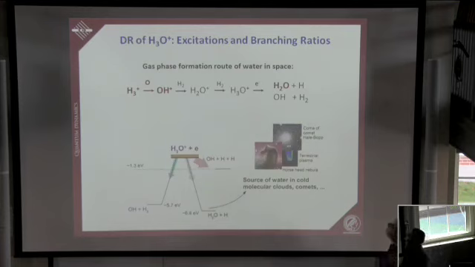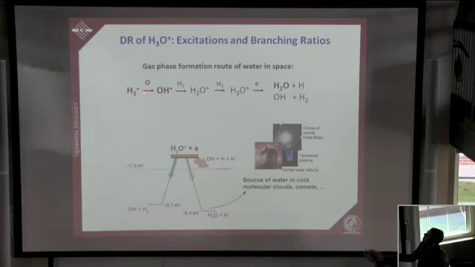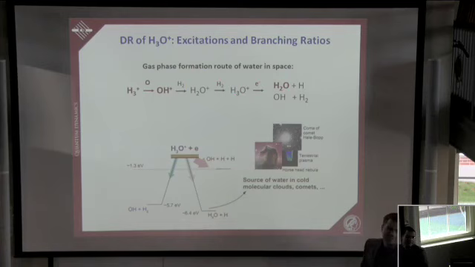Okay, now I want to switch to a somewhat more complicated molecule. This is H3O+. H3O+ is important because it's on the pathway to create water in interstellar space. The water formation in the gas phase happens like this. H3+ reacts with an oxygen atom, forms OH+, and then in successive hydrogen abstraction reactions we form H3O+, and then in electron recombination we get H2O. This process has been studied a number of times.